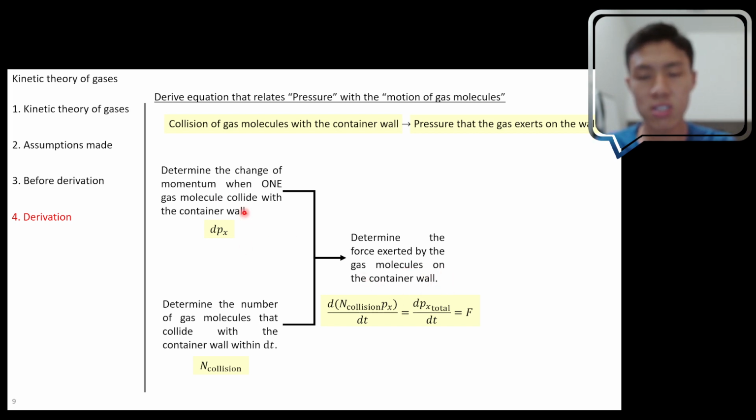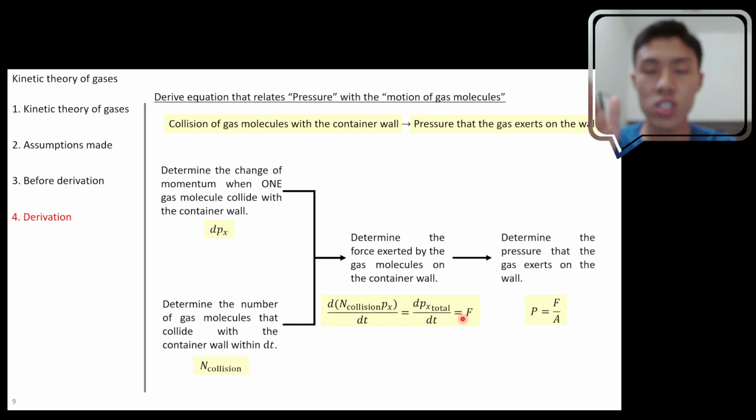Basically, you just find the change of momentum of one molecule multiplied by the number of molecules that will collide within that short amount of time. Then from there you obtain the force exerted by the gas molecules on the container wall. So the equation is as shown here. You get the total change of momentum, and the rate of change of momentum is just force. Then from force to pressure is just dividing by the cross-sectional area, which is the area of the wall. So force divided by the area of the wall gives the pressure that the gas exerts on the wall. We are going to go through this step by step, starting with this as our step 1.